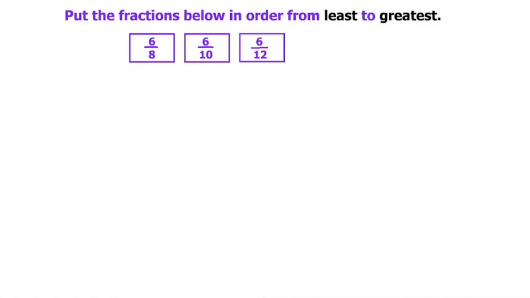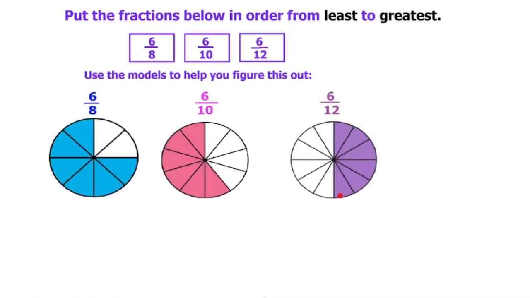So we could see that 6 out of the 12 are shaded, right? And then here we have 6 out of 10 shaded, and here we have 6 out of 8 shaded. So these are bigger because there's only 8 parts. Because this is cut up into a lot of parts, then when you fill in 6, there's less, right? So this has the least amount shaded. This has the second least amount shaded. And then this has the most amount shaded.